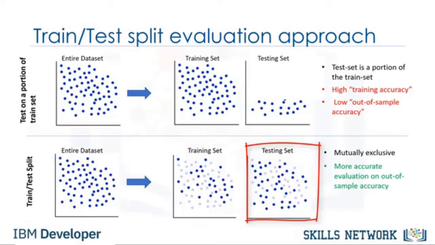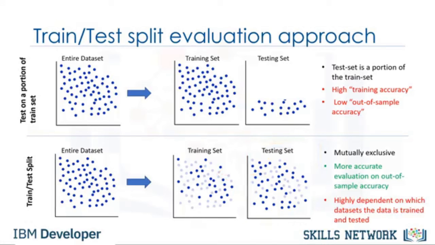However, please ensure that you train your model with the testing set afterwards, as you don't want to lose potentially valuable data. The issue with train test split is that it's highly dependent on the datasets on which the data was trained and tested. The variation of this causes train test split to have a better out of sample prediction than training and testing on the same dataset, but it still has some problems due to this dependency. Another evaluation model called K-fold cross-validation resolves most of these issues.